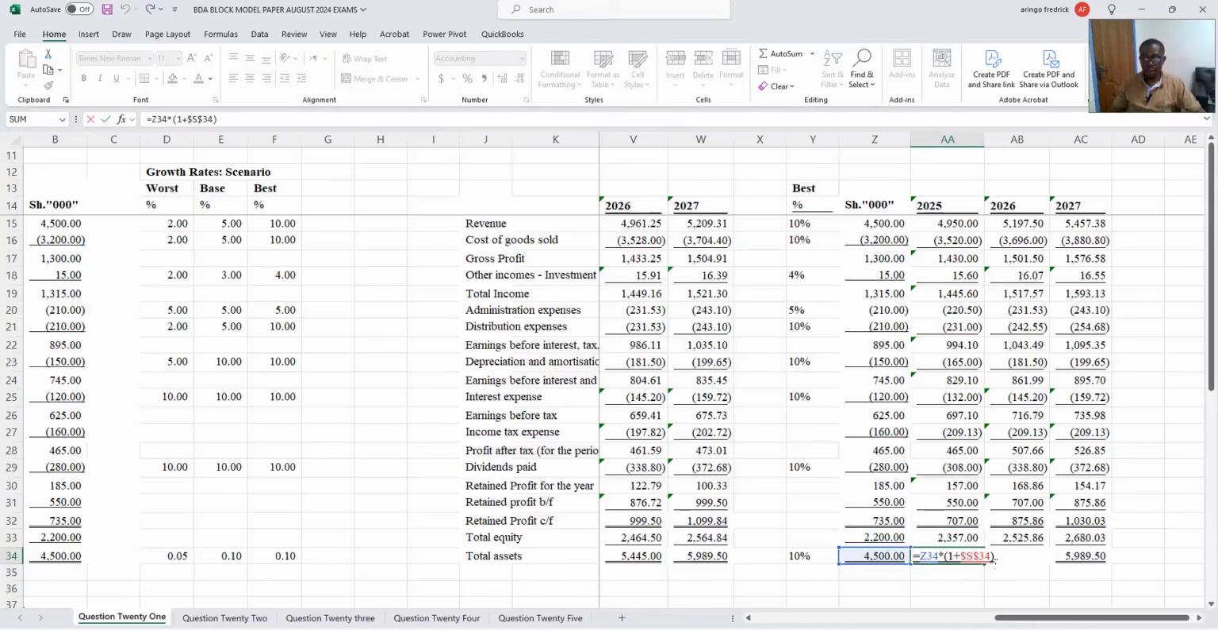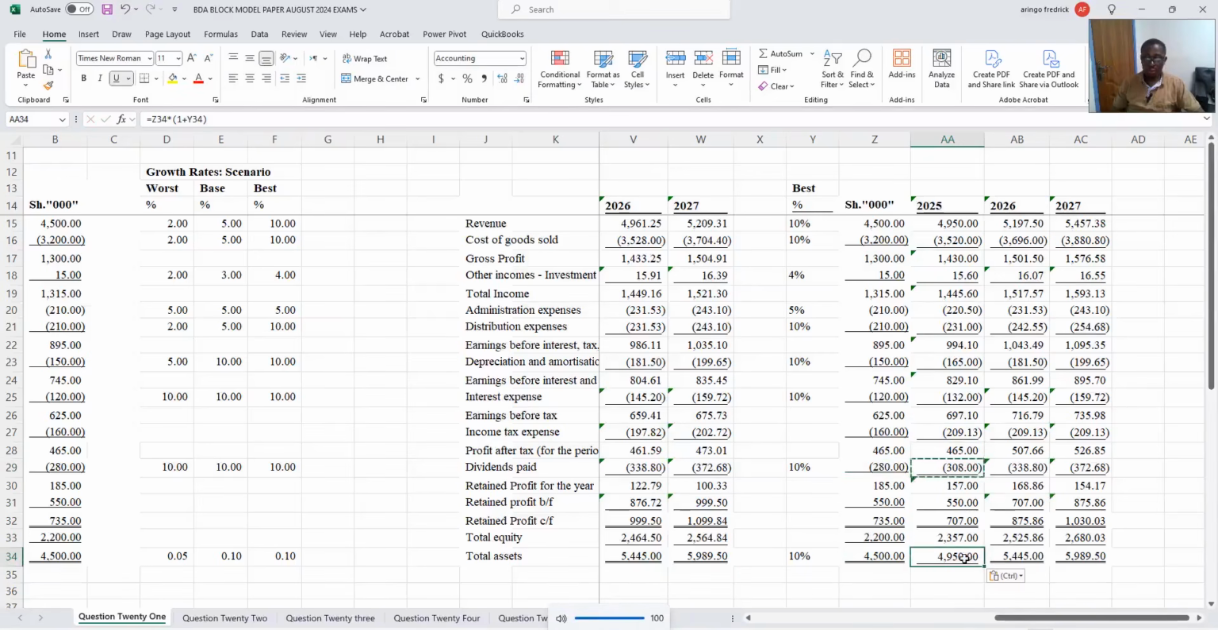Then, of course, this one should be, we take times that percentage. Then we also lock. So once we have copied our formula right all through, meaning that they are now reflecting what?